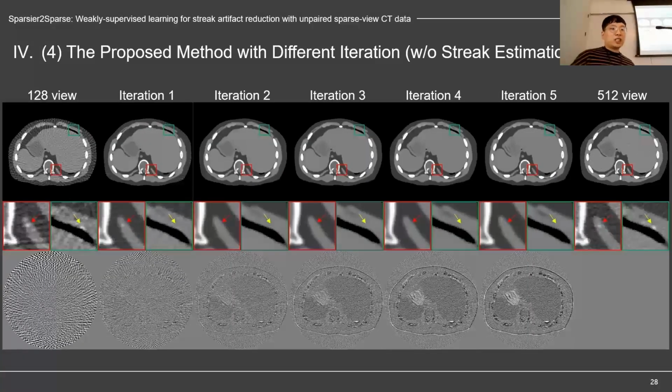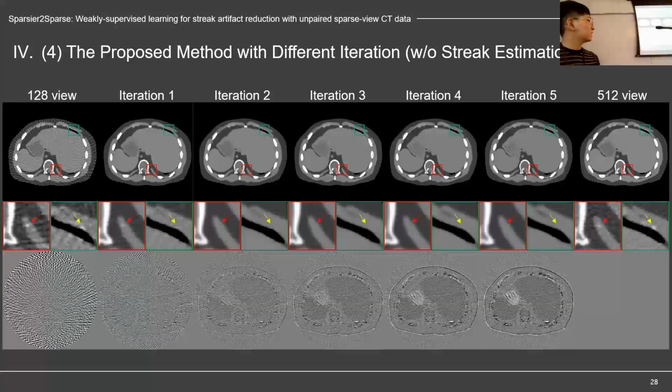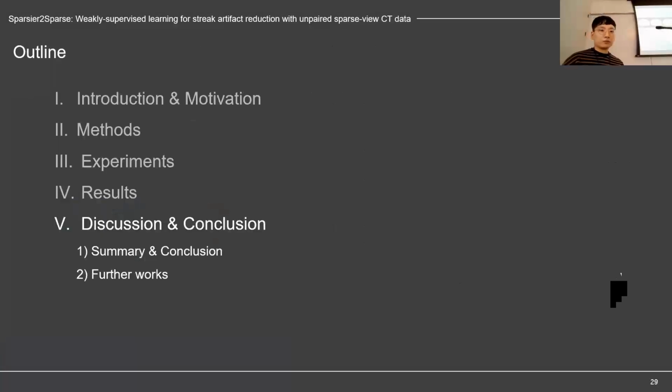In this slide, to examine the effect of streak estimation model, we did not apply streak estimation model after iterative streak artifact reduction procedure. We also performed this experiment on a SCAD dataset with 128 projection views. As the number of iterations increases, the streak artifacts were gradually reduced. However, it can be seen that the images were getting blurred. So we can confirm that applying streak estimation model is effective to preserve fine details.